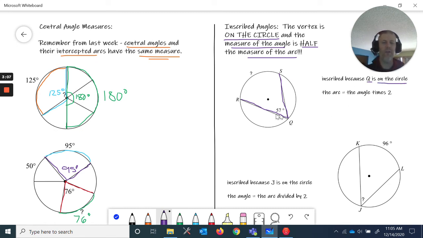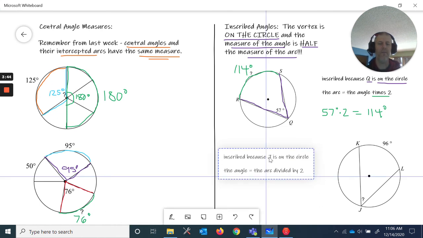And so since I know the angle measures 57, this one's a little different from central. We know that the arc measure is going to be larger. And that means that whatever this angle measure is, I'm going to multiply it times 2 to get the arc measure. So I'm going to take 57 degrees times 2, and that gives me 114 degrees. So that means this arc measures 114 degrees. And so that's important to remember. If I know the angle, I multiply by 2 to get the arc.